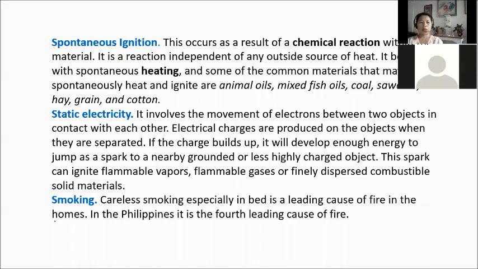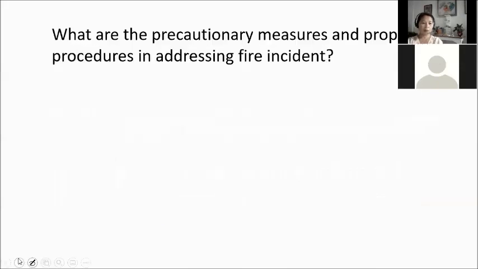Next is smoking. So careless smoking, especially in beds, no? And take note that smoking is the fourth leading cause of fire in the Philippines. Fourth. So what are the precautionary measures and proper procedures in addressing fire incident?